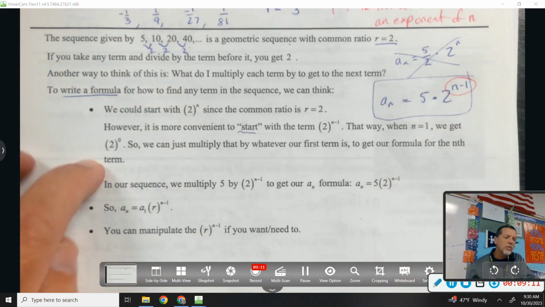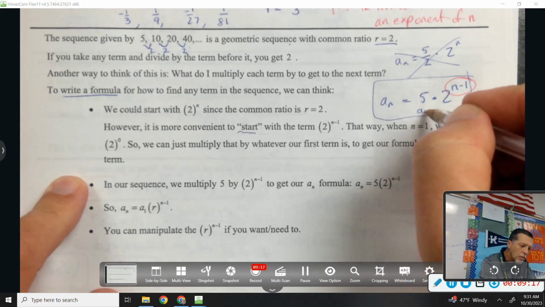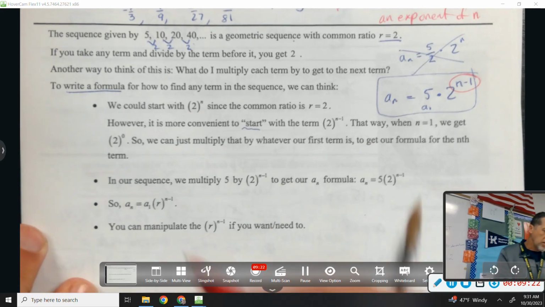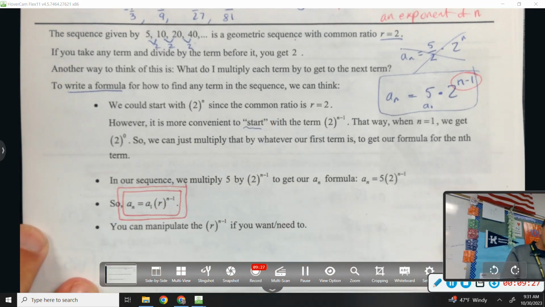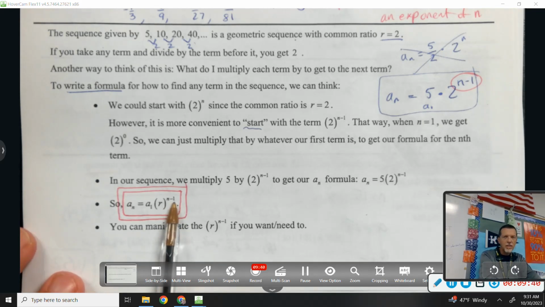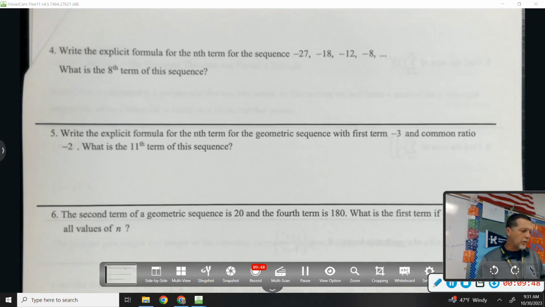If you use the n minus 1, then your first term is whatever that multiplier is, the number out front. In fact, here's the formula. So again, this is one where you can memorize the formula, or you can just figure it out, as long as we use that r to the n minus 1. Some people will memorize the formula, other people will just figure it out every time. And you can do either one.